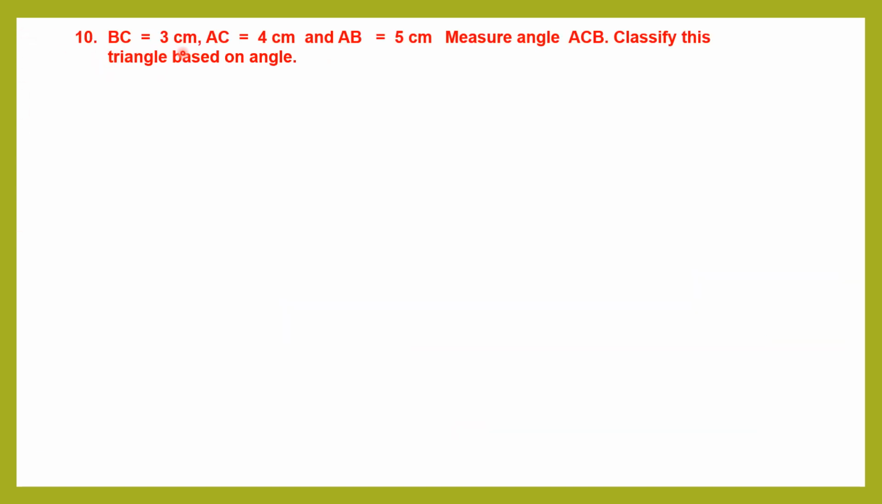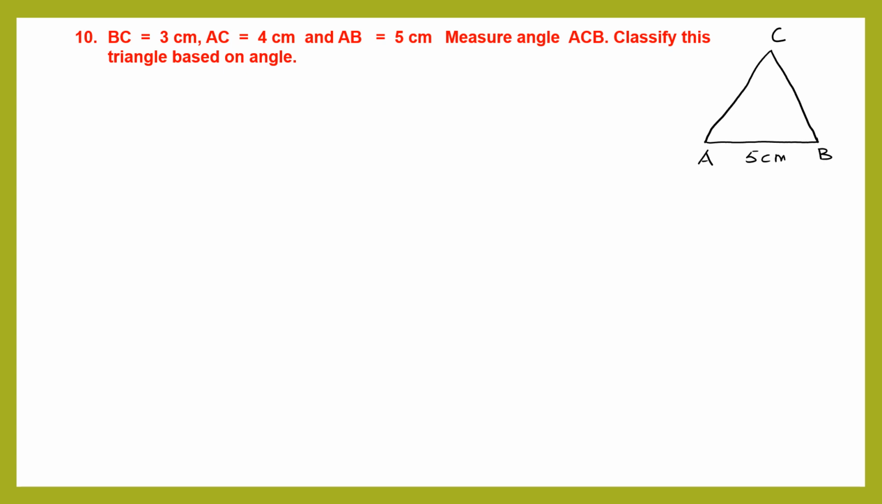Question 10. We have BC 3 centimeters, AC 4 centimeters and AB 5 centimeters. We are asked to measure angle ACB and then classify this triangle based on the angle. So let's begin our construction. Before that, let's draw our rough figure. Let's take AB as our baseline. So AB is 5 centimeters and then we're drawing the other sides. Now we are not sure what it's going to look like. We're just drawing a rough figure for us to get an idea where to put the different markings.